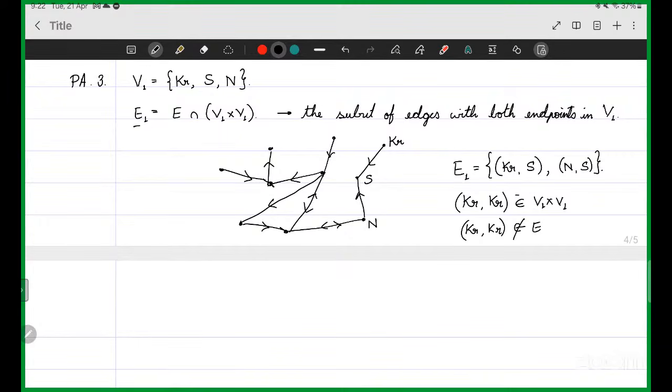So E1 is described as E intersection V1 cross V1, meaning you have to look at elements which are both in E as well as in V1 cross V1. But KRKR is not there in E. Intersection means it has to be in both of them. Yes, Sir, correct.